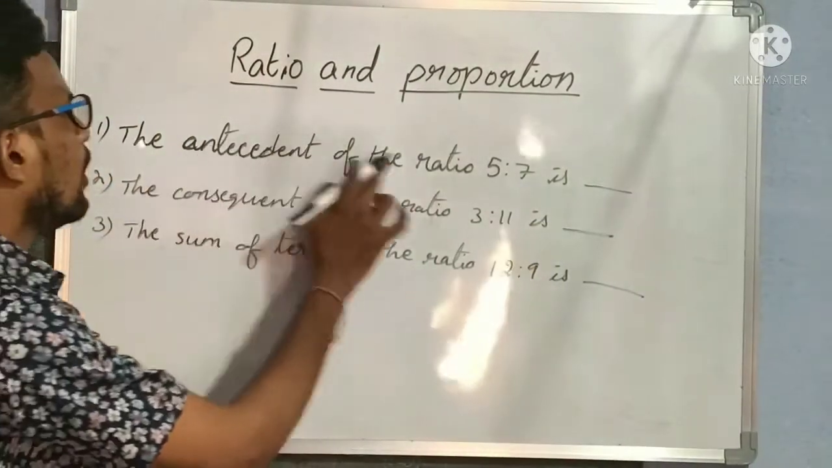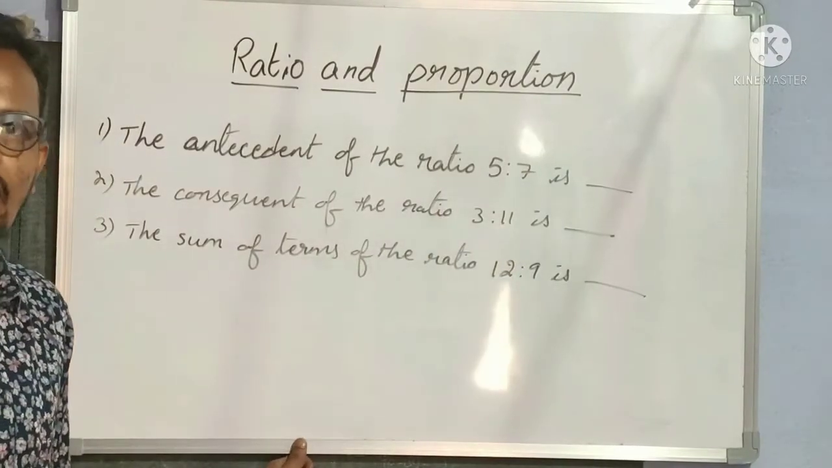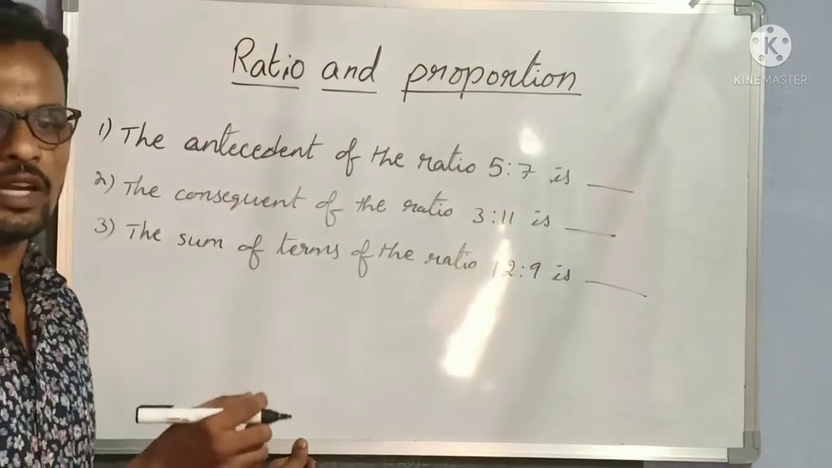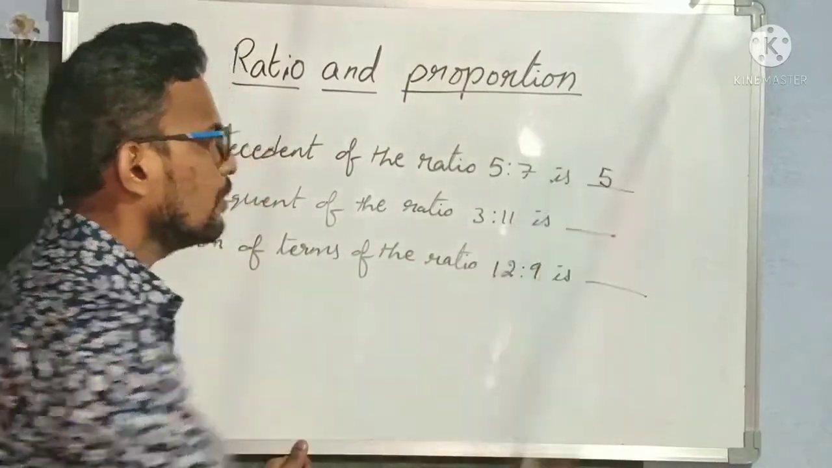So, antecedent of the ratio. So already I have said, no. What is antecedent? Antecedent is nothing but the first term, right? So what is the first term of the ratio here? 5. So our answer is 5.